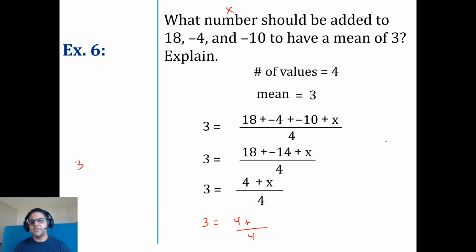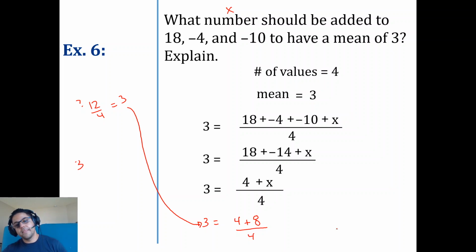Wait a minute. Can't we say that 12 divided by 4 is equal to 3? And if I got the 3 here, so let's make that connection. How do I get this 12 then? Yeah, some of you are like, I already knew this, Mr. Murillo. 4 plus 8 is 12. And 12 divided by 4 is 3. So therefore, x has to be equal to 8.